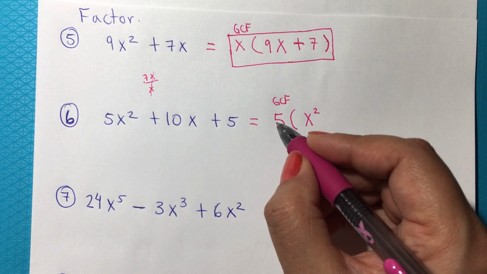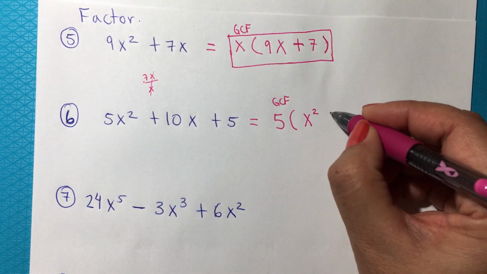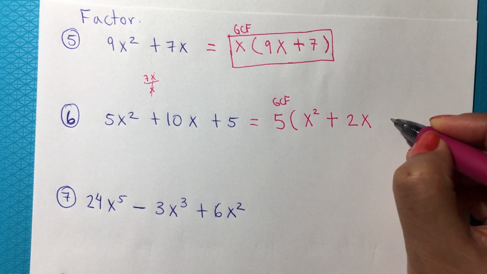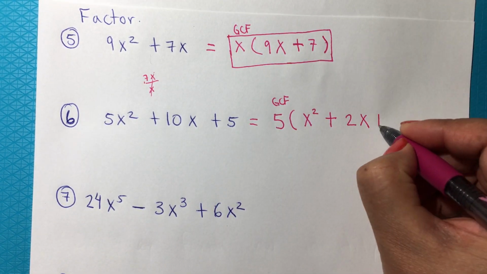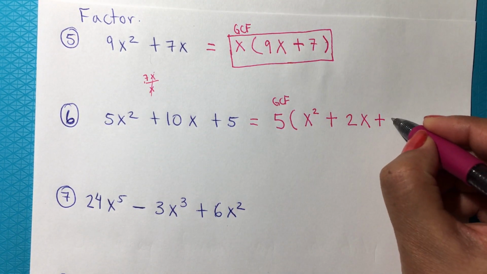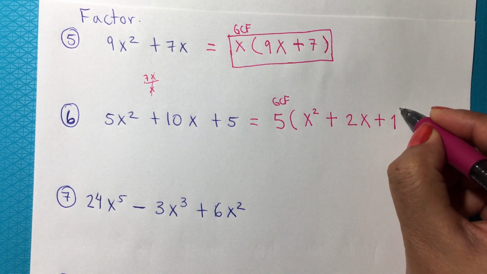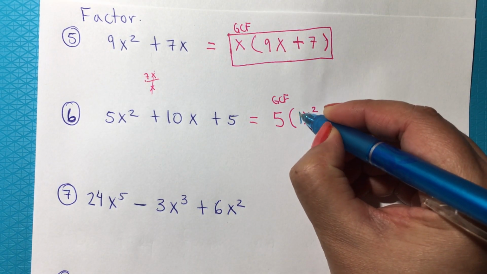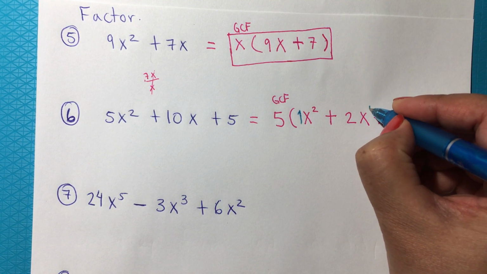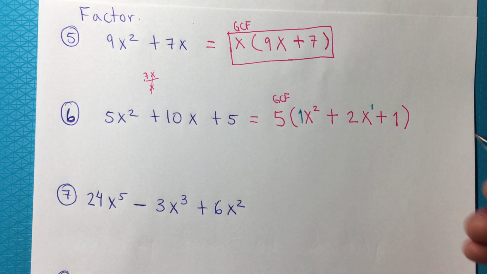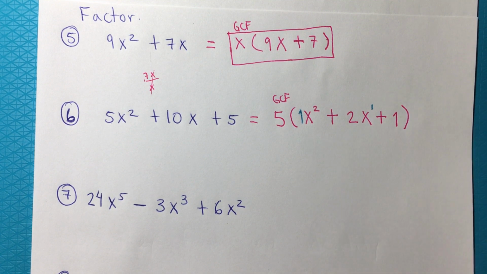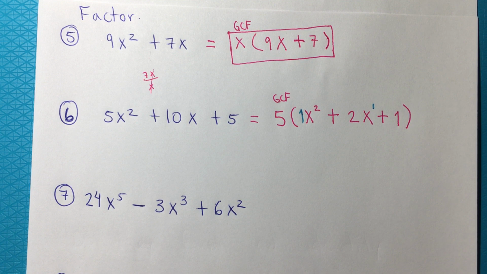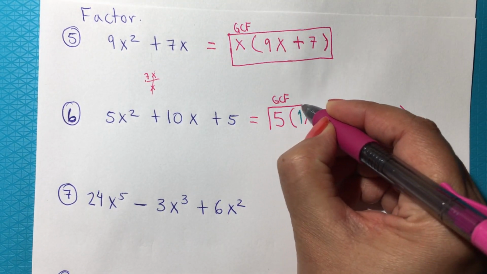Positive divided by positive is positive. 10x divided by 5 is 2x. Positive divided by positive is positive, and 5 divided by 5 is 1. In this case, as a constant, we need to put the 1. So again, as a coefficient, we don't need to put the 1. As an exponent, we do not need to put the 1, but as a constant, we do need it, okay? And in fact, you can just erase those. That's the answer for number 6.